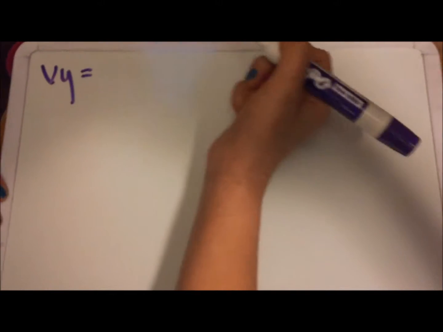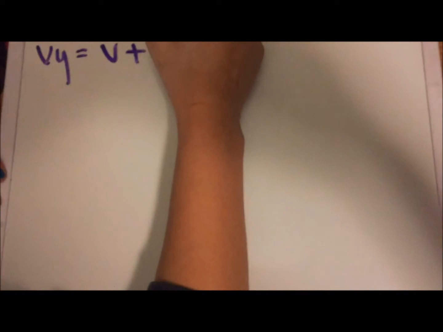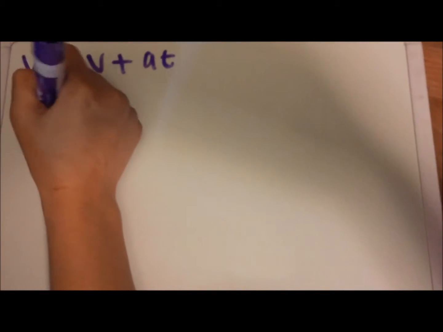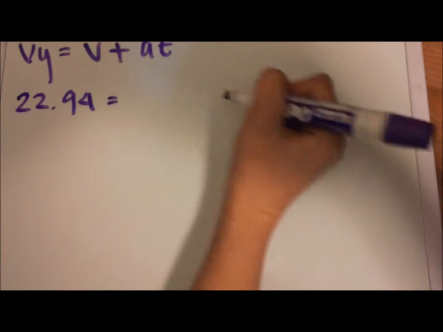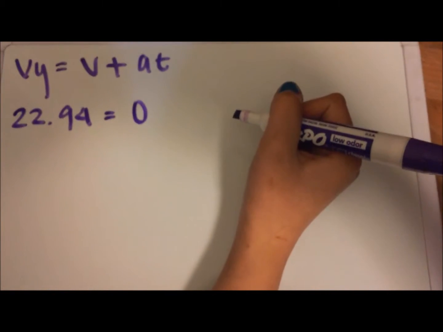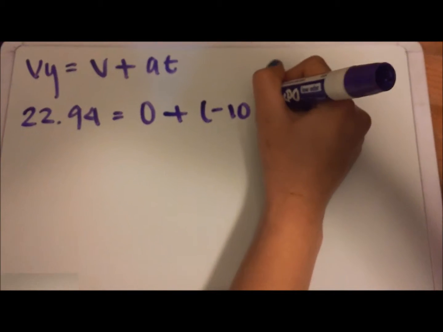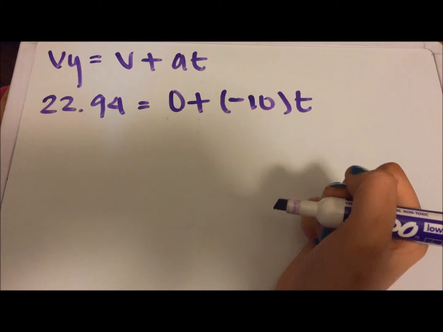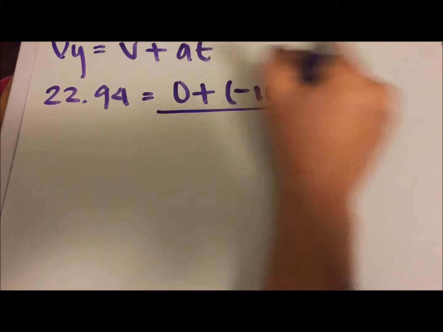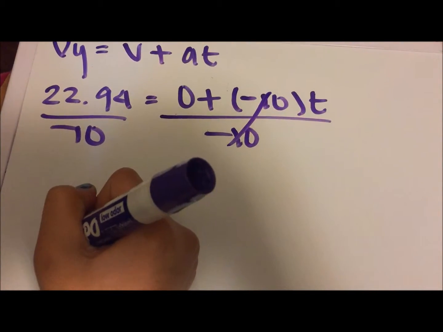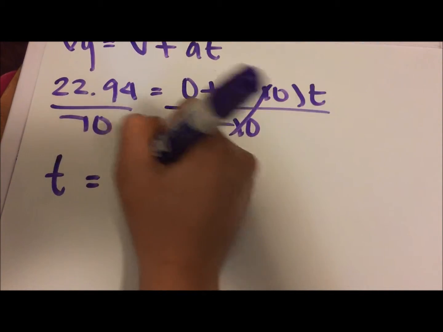For now, we'll be finding the time. So for that, you'll be using V sub y equals V plus at. For the V sub y, you'll be plugging in 22.94 equals 0 plus negative 10 times t. So now you'll just divide negative 10 to both sides. Okay, so t will then equal 2.294.